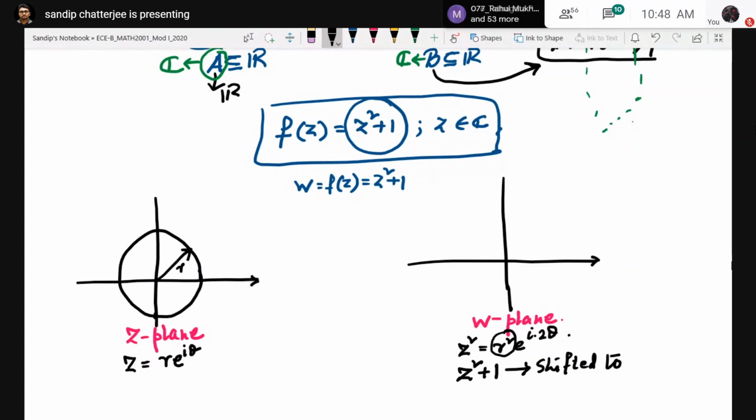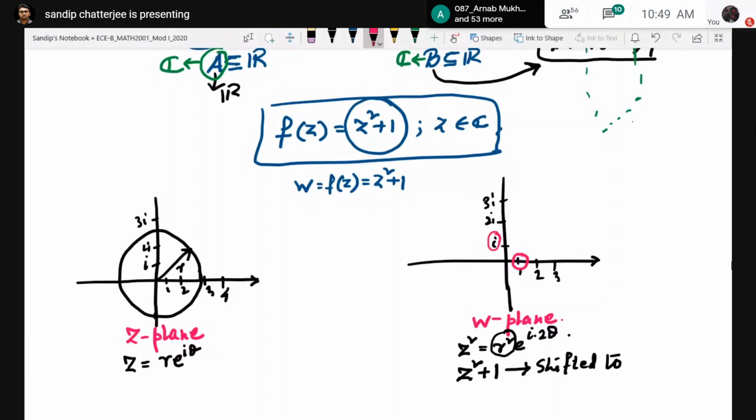Let me clarify the axis once again. Here I have 1, 2, 3, 4, etc., and here I have i, 2i, 3i, etc. So where will this circle shift? The center will be at 1, 0. The point 0, 1 means, if you think from the Cartesian reference system, your 0, 1 is actually this i. Am I right or not? And this point has the coordinate 1, 0.